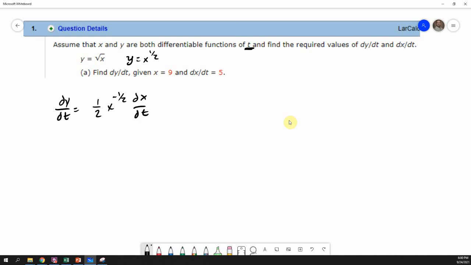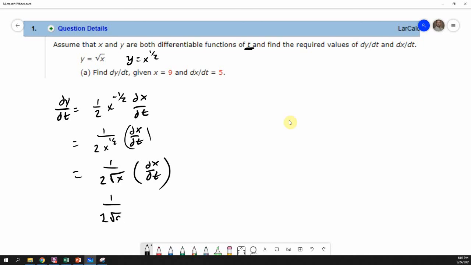So, this tells us to find dy dt given that x equals 9 and dx dt equals 5. So we can rewrite this as 1 over 2 x to the 1/2 times dx dt, which is 1 over 2 square root of x times dx dt. So if x is 9, this is 1 over 2 square root of 9, and dx dt is 5, then this gives us 1 over 2 times square root of 9, which is 2 times 3, which is 6, times 5, which is 5/6.